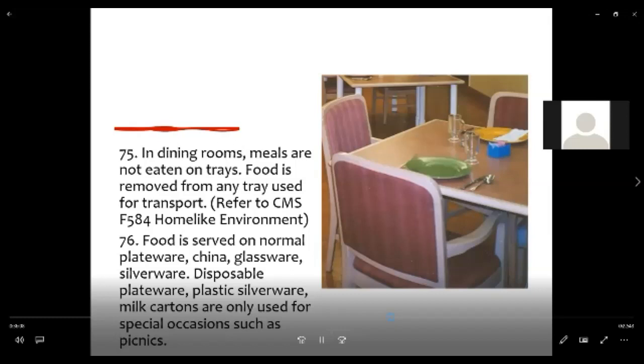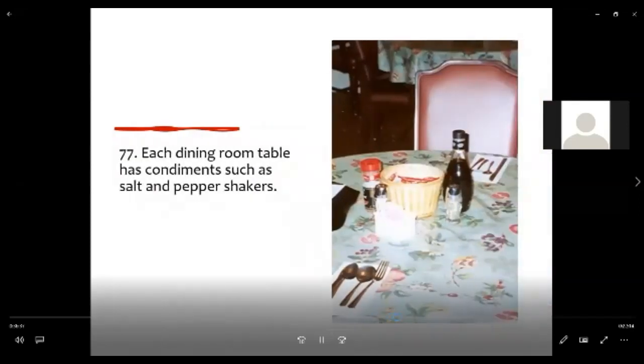Instead, food is served on normal plateware, normal china, normal glassware, normal silverware. And of course, disposable is just used on occasion, maybe like picnics. So we're really going after real glassware, everyone, real china, real plates, not plastic. Coffee doesn't taste good in a plastic coffee cup. Water doesn't taste good in a plastic water glass, right? And so that's an artifact now.